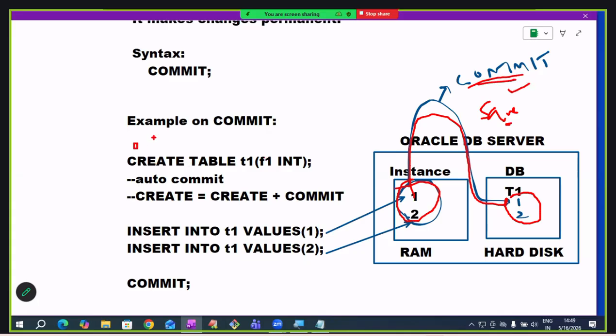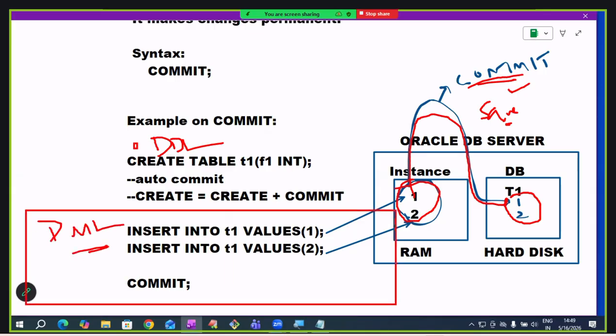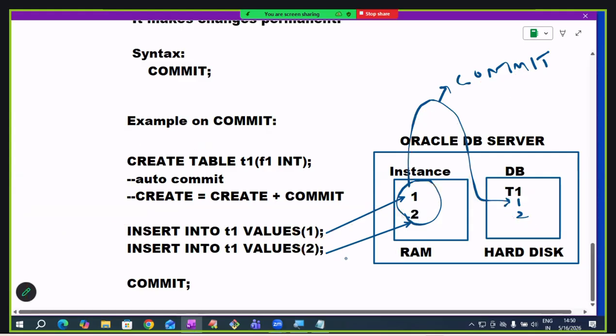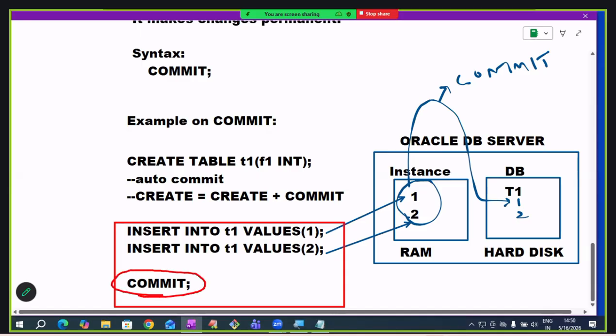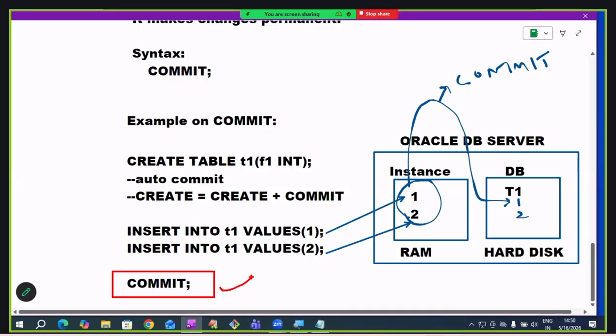DDL commands are auto commit commands. DML commands are not auto commit commands. They designed it like that for our benefit. If you accidentally inserted something, you should be able to cancel it. That is why a DML command is not an auto commit command, and that is why we need to save it. If we want to save, which command do we need to use? Commit. Every successful transaction ends with commit.